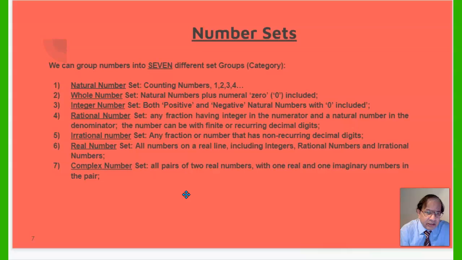Rational numbers are the set of any fraction having an integer in the numerator and a natural number in the denominator. And then irrational numbers, any non-recurring decimal digits. Real numbers are all numbers on a real line, including integers, rational numbers and irrational numbers. Complex number set, a pair of 2 real numbers with 1 real and 1 imaginary in the pair.